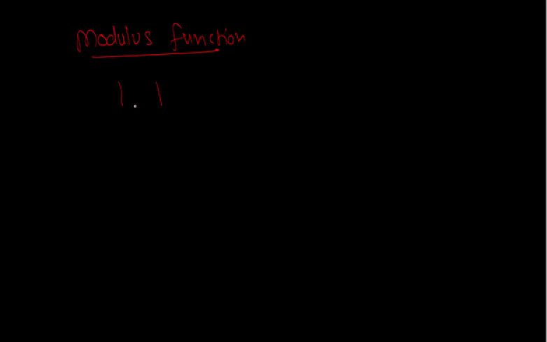Anything which is written inside of these two lines is called a modulus thing. So suppose I write here x, this is called modulus of x. Somewhere, suppose I write modulus of sine x, so this is modulus of sine x, or you can have modulus of 2x minus 3. So this particular symbol is called the modulus function.